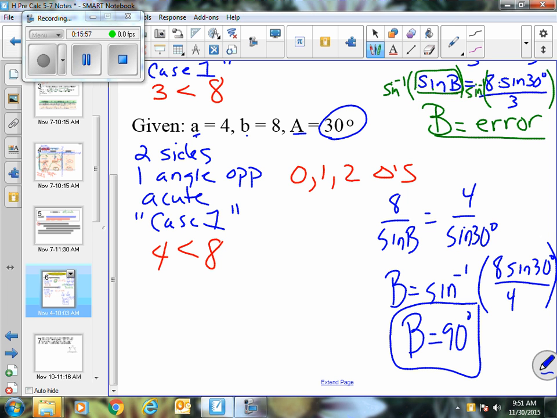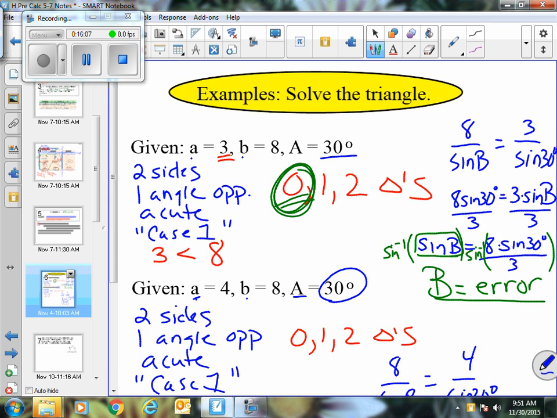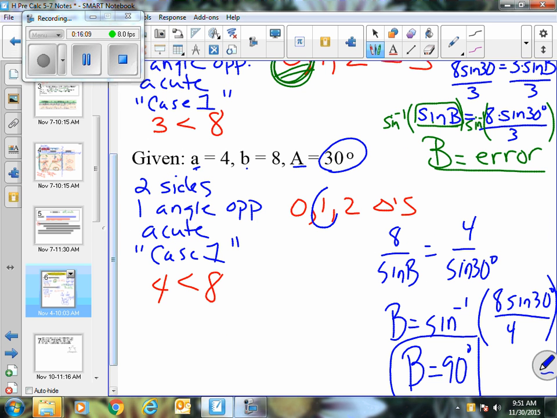All right, what does that tell you? If you got 90 degrees, go back to your pictures. That means we're right here in the one triangle category. We got 90 degrees. That means there's only one way to draw that. So for this one, there would be one triangle.